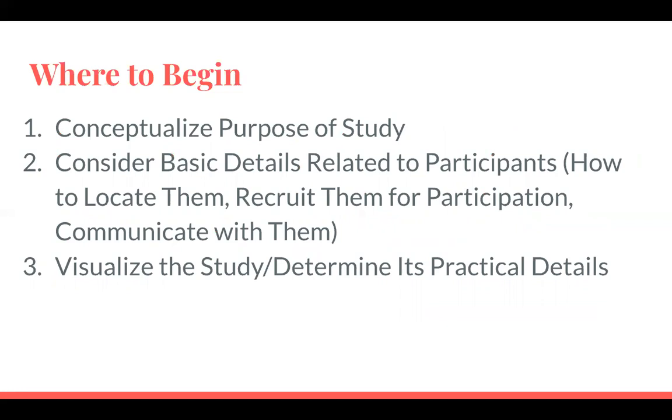the purpose of your study, and then consider some basic details related to participants: how to locate them, recruit them for participation, and what your communication is going to look like with them. And then finally, to really begin to visualize the study and determine some of its practical details like budget and personnel, and what other types of things you need practically in order to bring the study to fruition.